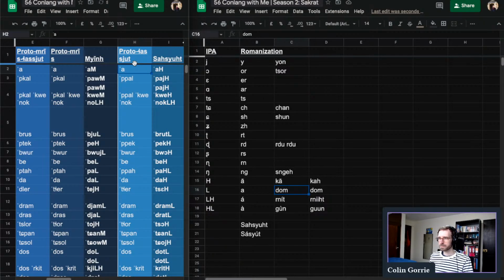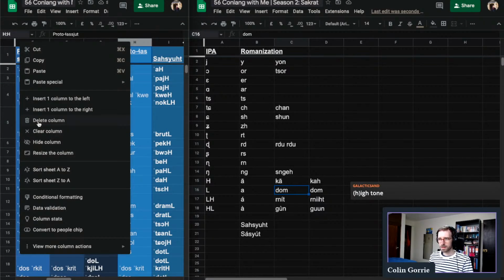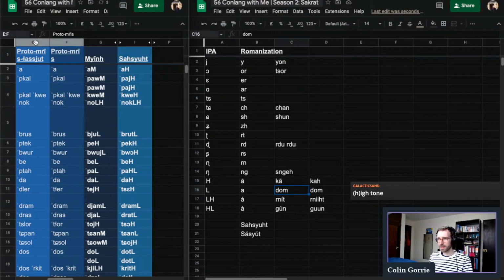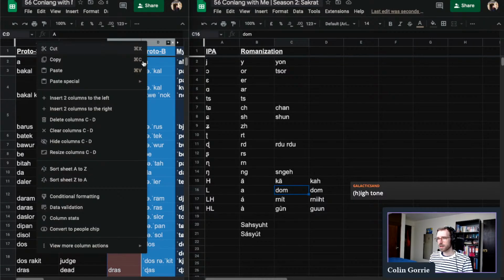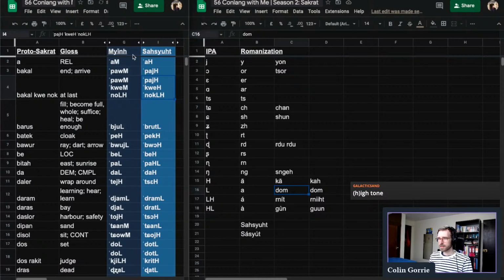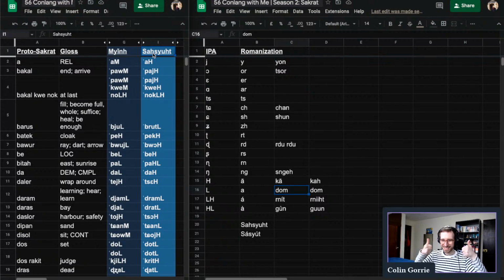me. So hide. So here are our two languages romanized in their own special way. Me and sásjút. Happy. Chat, are you happy? I'm happy.